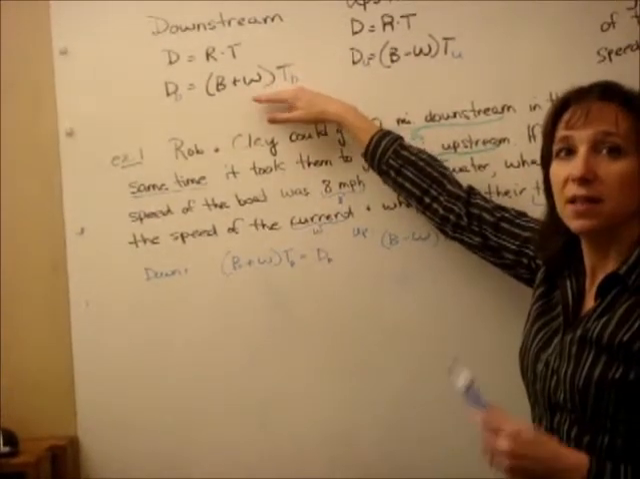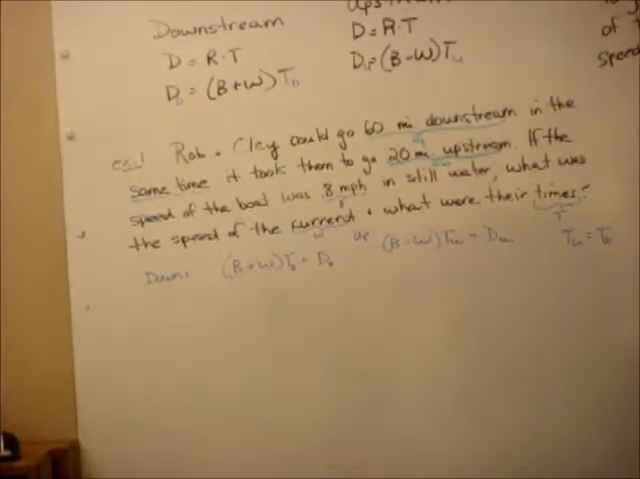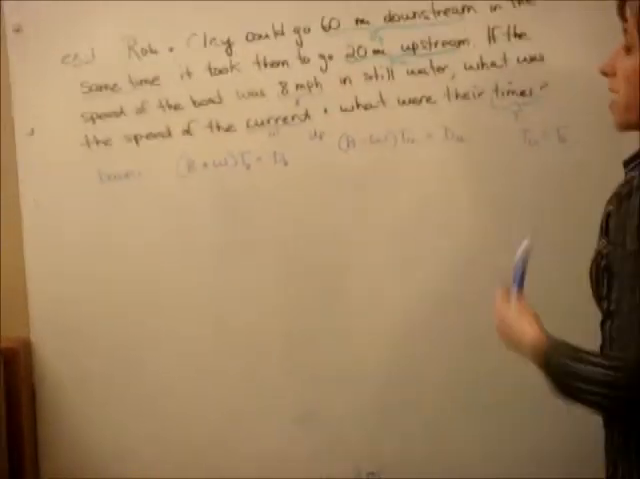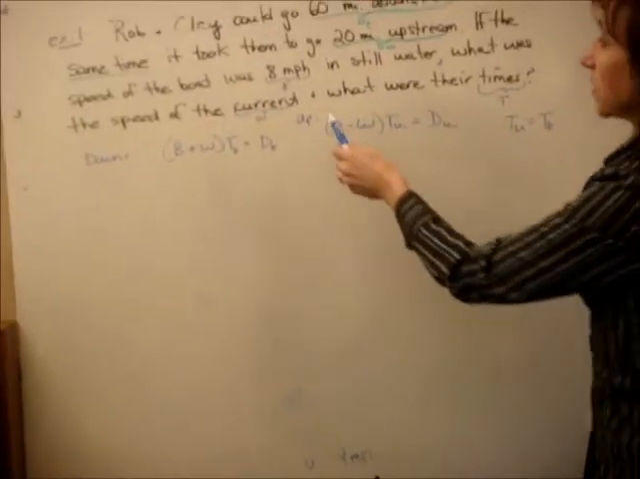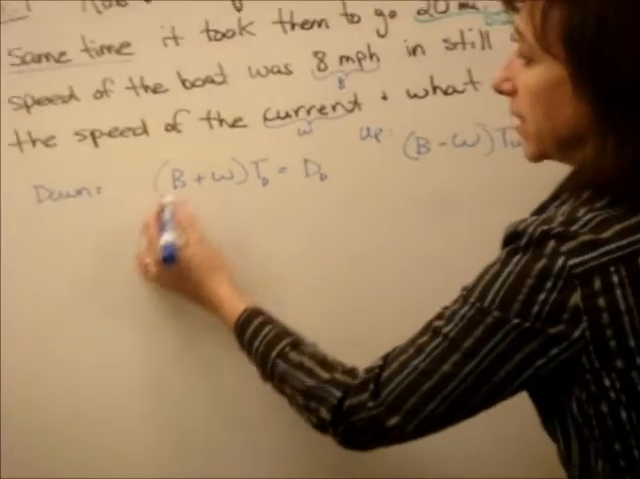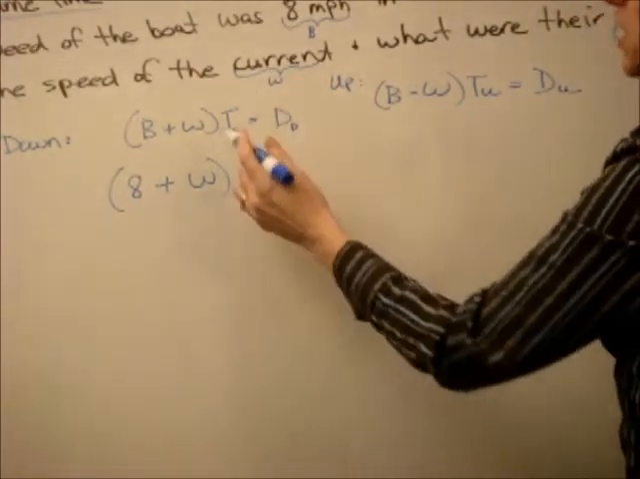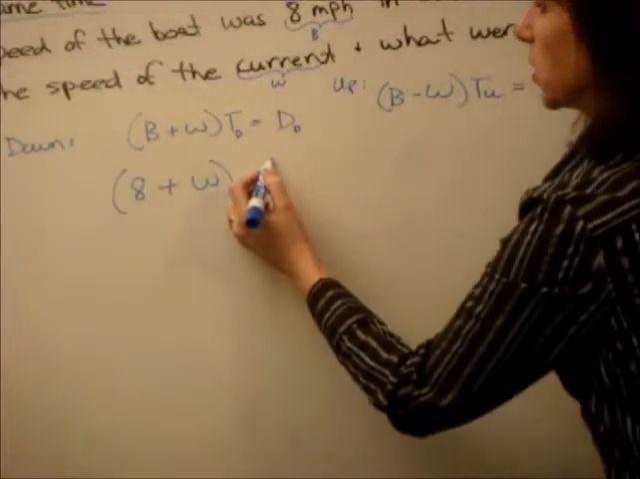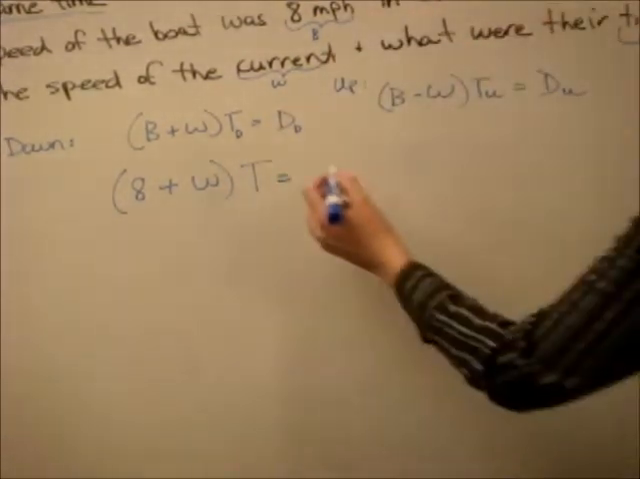Every time you do one of these problems, you're going to copy down this equation. And I'm going to rewrite it here, just because the book does it this way. So I'm just rewriting these equations down here, and we're going to fill in the numbers. It's pretty simple. If we have the speed of the boat, which is 8, where the B is, we're going to put an 8. We don't know the current of the water, that's what we're looking for. The time is the same going upstream and downstream, so we can just put T. And the distance downstream is 60.